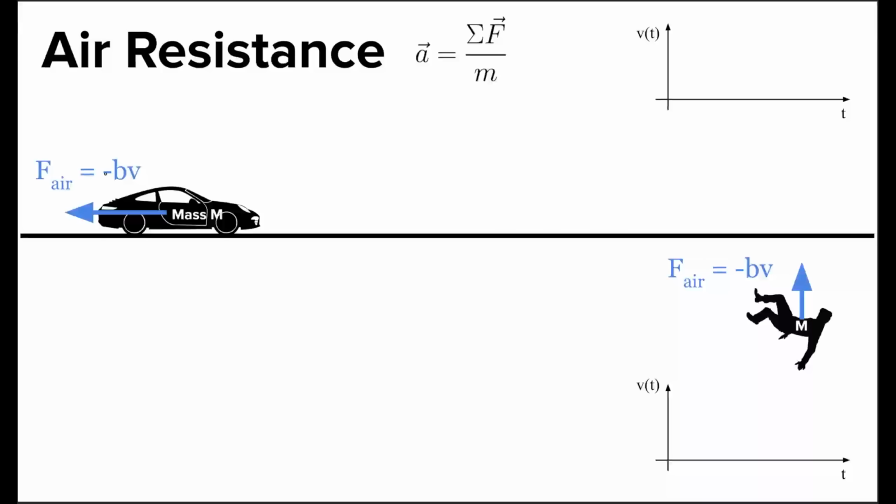So air resistance is typically negative some constant times the velocity, or the velocity squared if you want to represent it in that way. But oftentimes it's just velocity. What do I do with this? Well, you can throw it in here. So let's say we had some car with a mass m, and it's coasting to a stop. So it's not pushing on the gas.